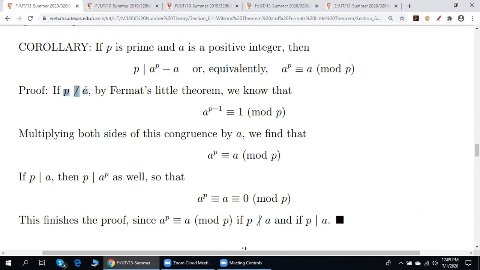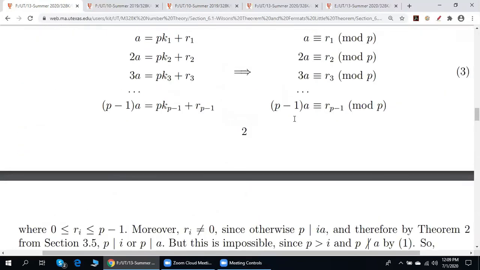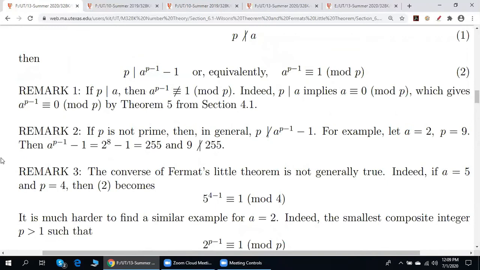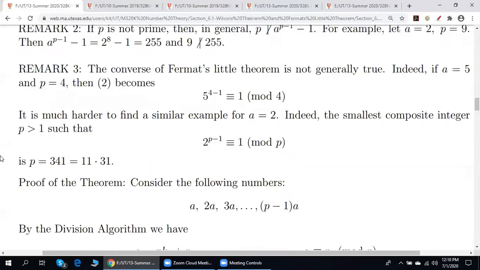Because in this case, we have to use Fermat's little theorem. However, as we discussed, please take a look at this remark. If P is not prime, then in general, this is not divisible by P. Here is an example. A is equal to 2, P is equal to 9. A to the P minus 1 is 255, which is not divisible by 9. Does this answer your question? Yes, thanks. Now, let us talk about applications.